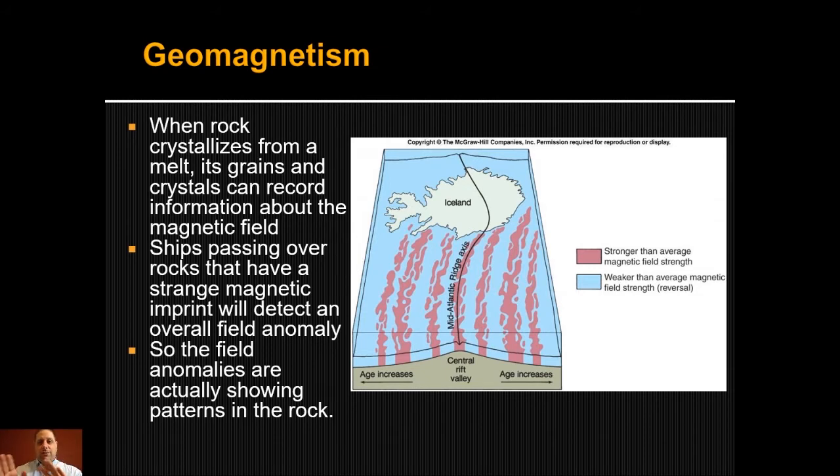This is because the atoms are able to move freely in the molten liquid, and they're able to align with the magnetic field that they're in. So if it's pointing one way or the other, they align with it, right?